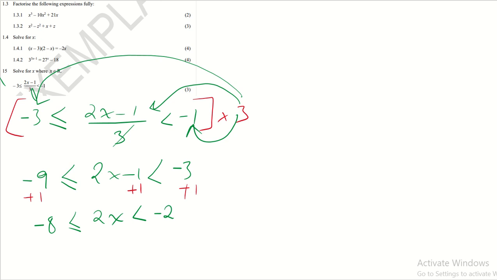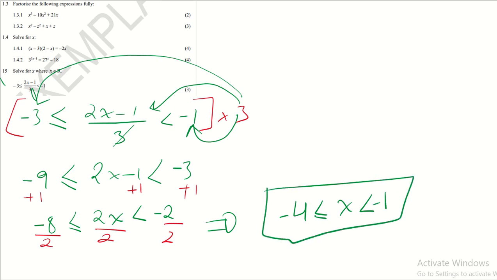Now dividing by 2 throughout, divide this by 2, divide this by 2, divide this by 2, then you will get -4 less than or equal to x less than -1. This is your answer. Thank you very much.